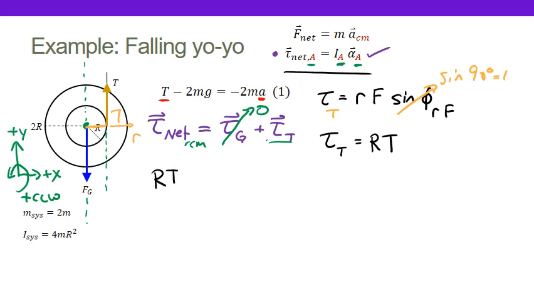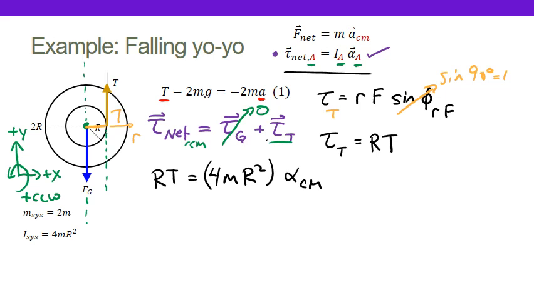R times T is equal to the moment of inertia about the center of mass. Well, that was what we calculated originally. So that is 4m r squared. And that's equal to then the angular acceleration about the center of mass for my system.